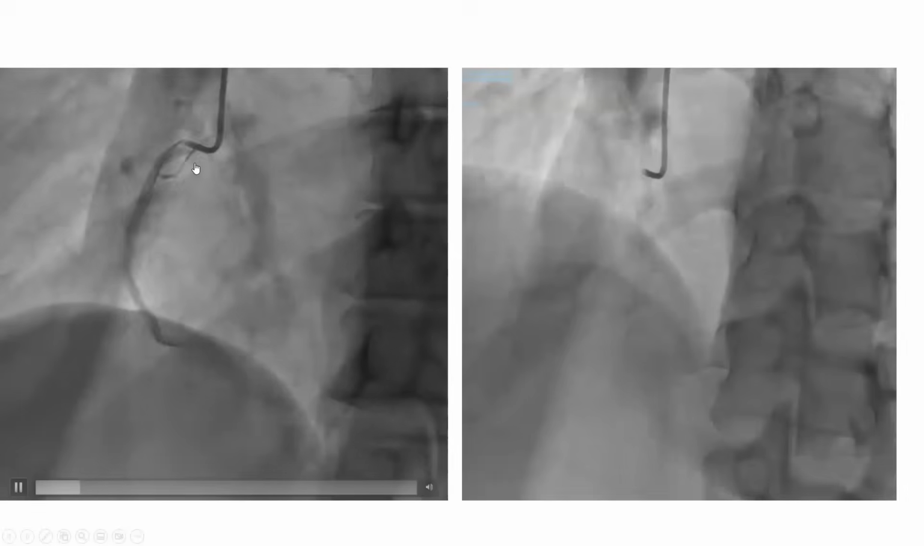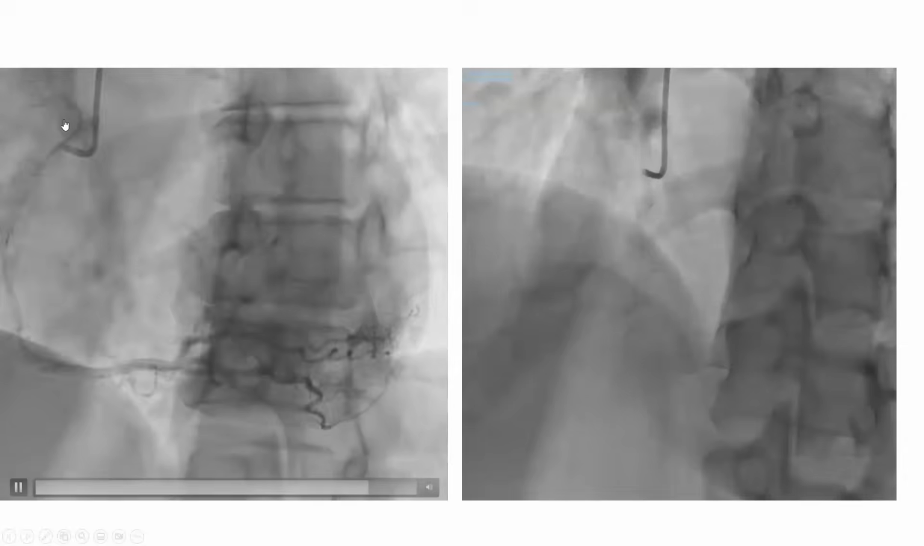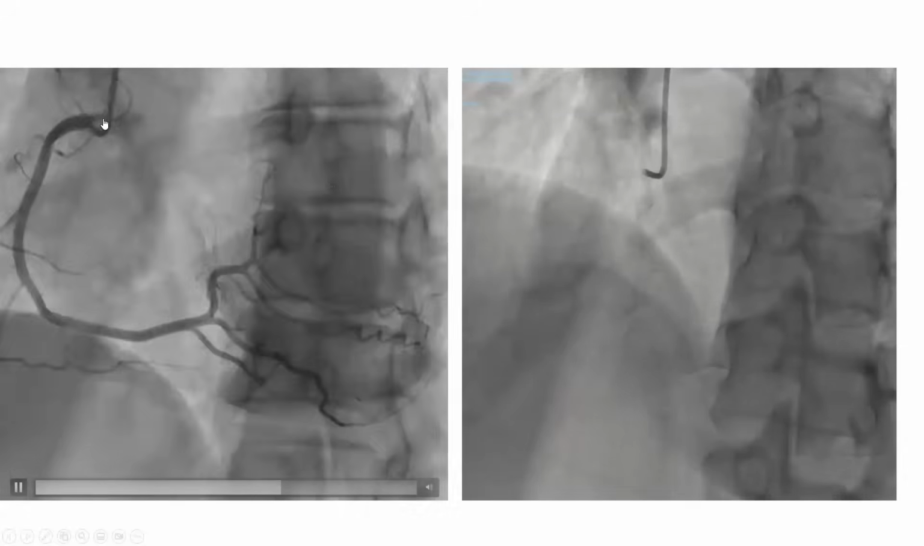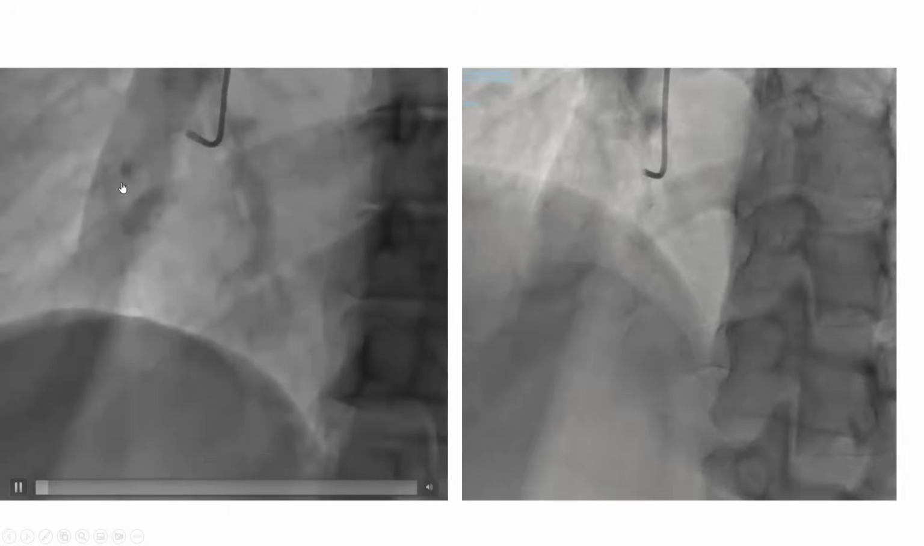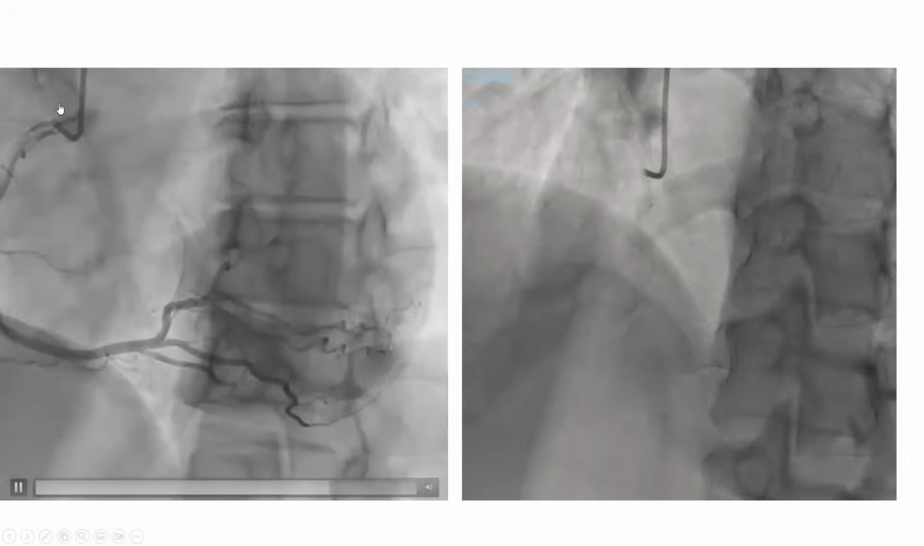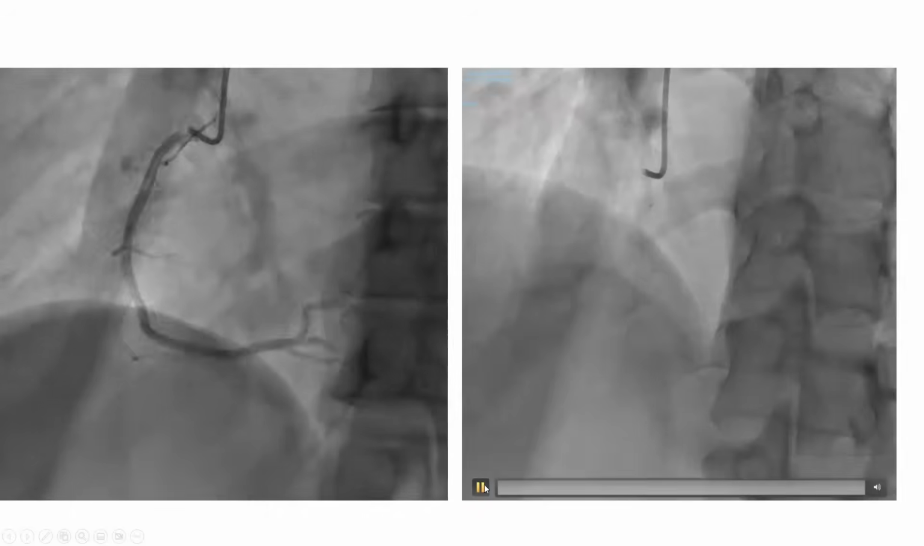So one is the conus artery, which is the first RCA branch. It's very proximal. You can see it here filling off and on. It's very close to the ostium of the RCA. The second RCA branch is the sinus node artery or sinoatrial branch.